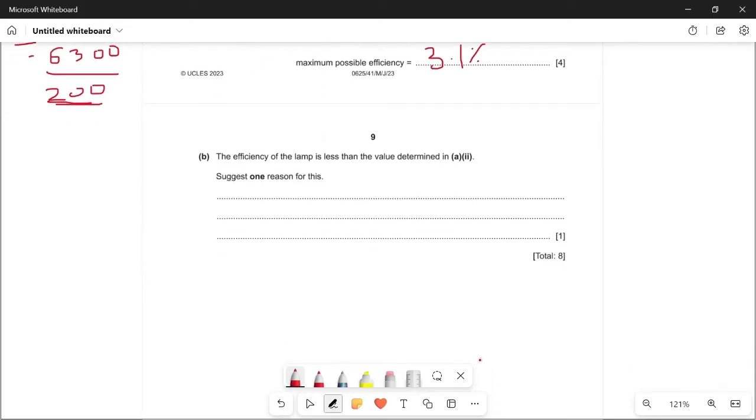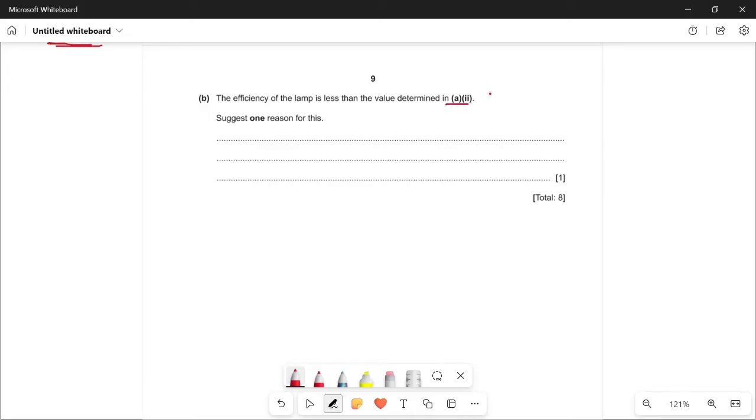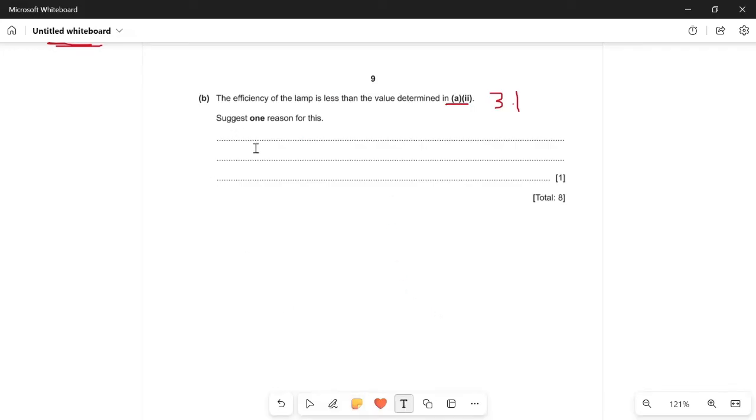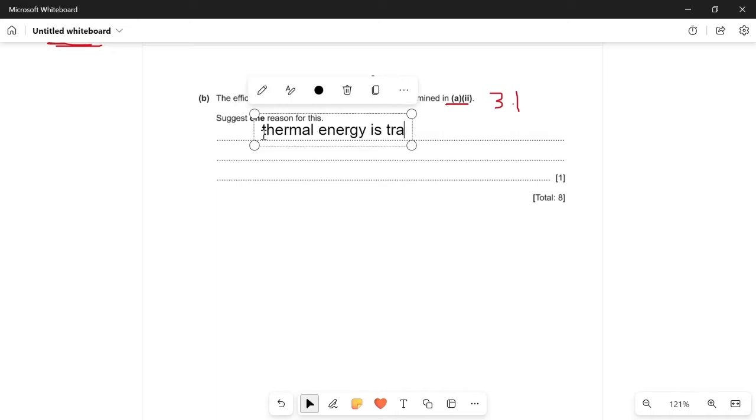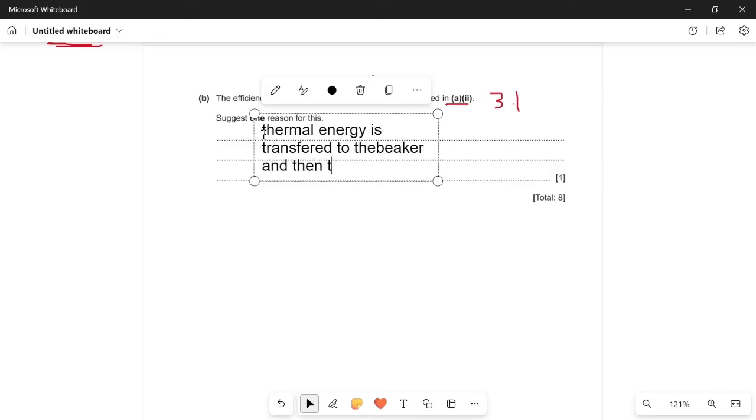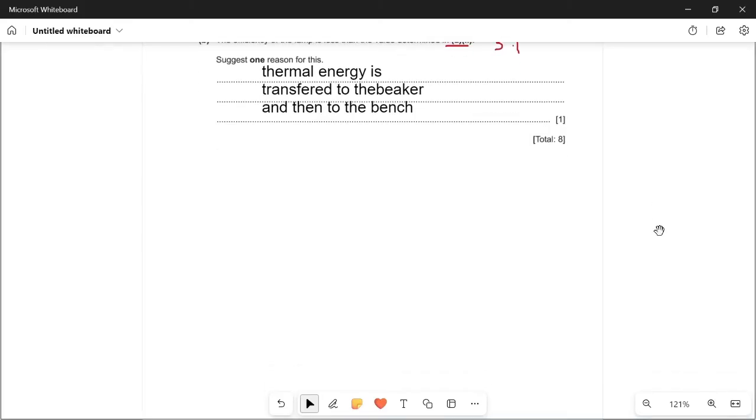The efficiency of the lamp is less than the value determined in the previous question, so it's less than 3.1. So just one reason for this. One explanation could be that the thermal energy could be transferred from the water to the beaker and then to the bench the beaker is standing on, so it's unpredictable. So we can write the thermal energy is transferred to the beaker and then to the bench. That's our answer. There could also be other explanations for this.